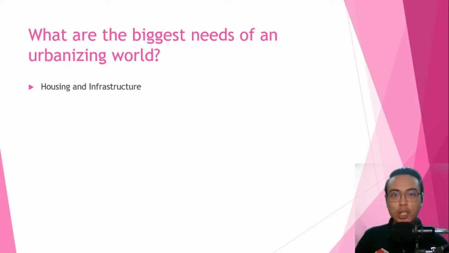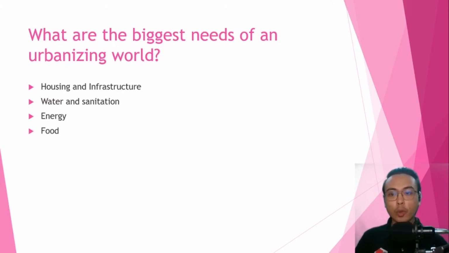First, of course, housing and infrastructure. How do you plan to house the ever-growing population of the world? Of course, we also need water and sanitation, and it has to be structured because in urban areas, if you don't consider well-structured sanitation, then there will be big problems. Another is energy. Energy is what fuels our ever-developing world. And last but not least is food. How do you feed an ever-growing population? These are the most important needs of our population as it keeps on getting urbanized.